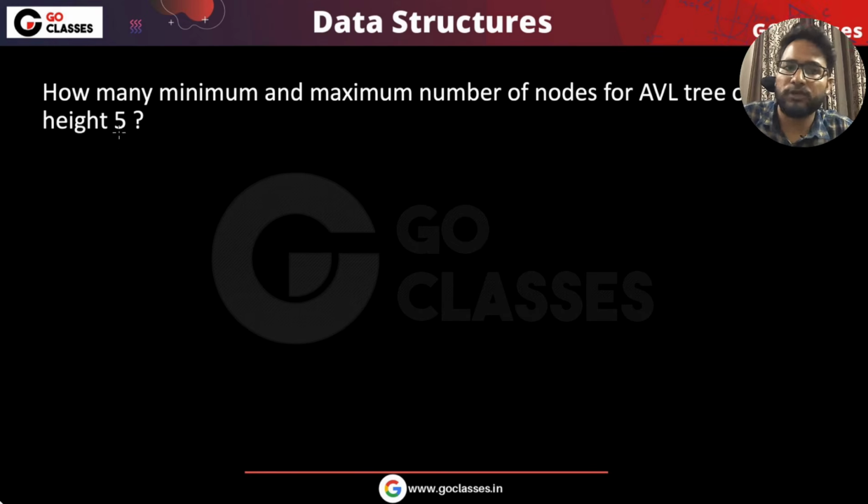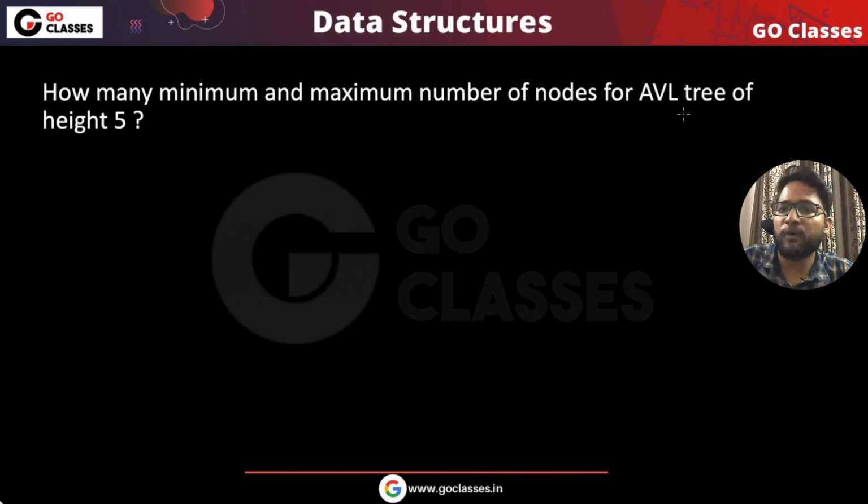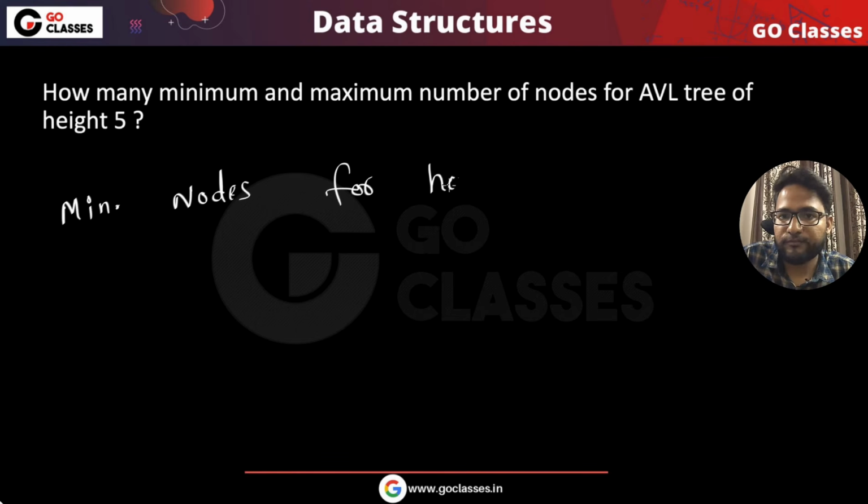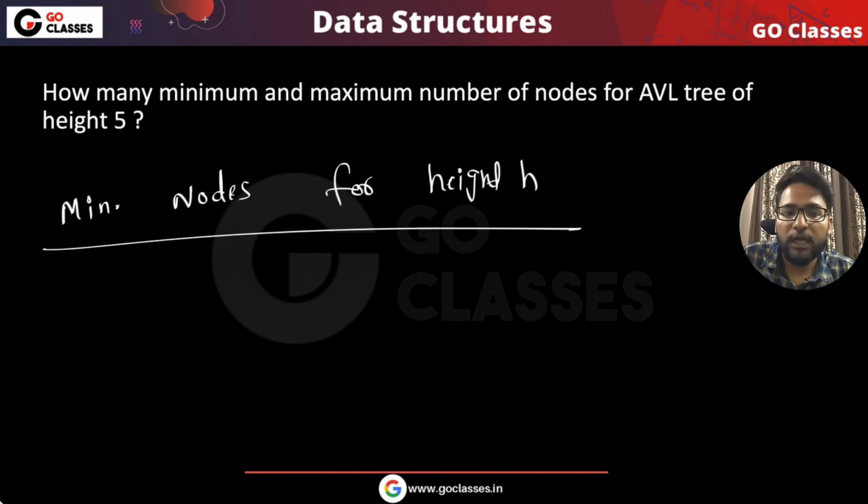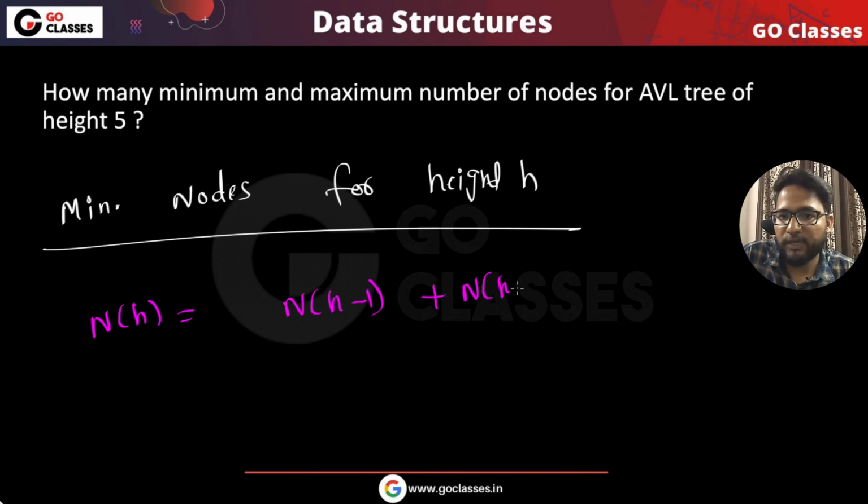Now let's do some question. How many minimum and maximum number of nodes of an AVL tree of height h are needed? Okay. So let me first find out the minimum number of nodes. Minimum nodes for height h. So here, if you want the minimum nodes, I will be following this formula: nh minus 1 plus nh minus 2, right, plus 1. Now they are asking for height 5, which means they are asking for n5.